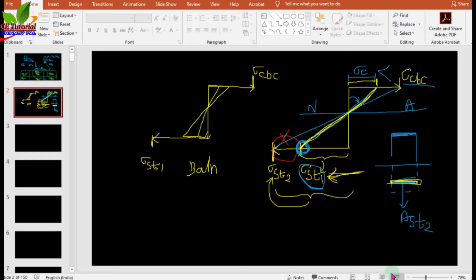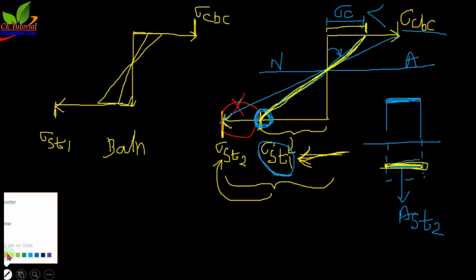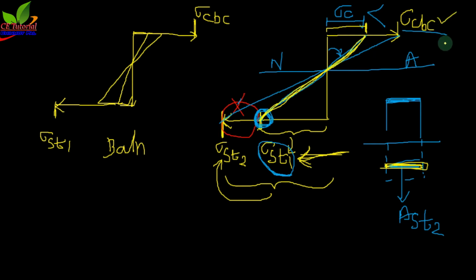Suppose we are considering M20 grade concrete, then the sigma CBC value for M20 grade concrete is 7 from IS 456 table 21. So if we provide less amount of AST here, the stress in concrete should be less than 7 at the time of failure. What does failure mean? Failure means when concrete or steel, any one material reaches the maximum permissible stress, then the structure will fail. Suppose we provide less steel, then steel will reach its permissible stress first, and that is the failure position.